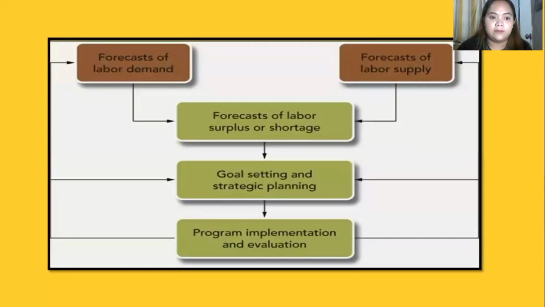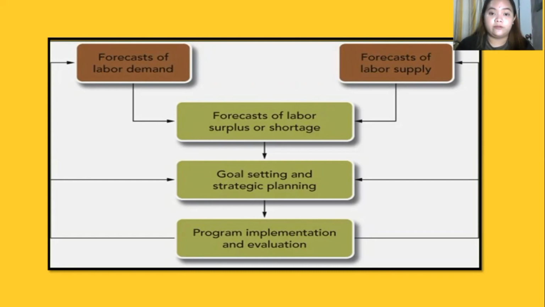So take a look at this. This is the human resource planning process. As you can see, you need to forecast the labor demand and labor supply first in order to forecast the labor surplus or shortages. After you forecast the labor surplus or shortage, you can now proceed to goal setting and strategic planning. After setting goals and planning, you may now proceed to implementation and evaluation. We will discuss this further later.